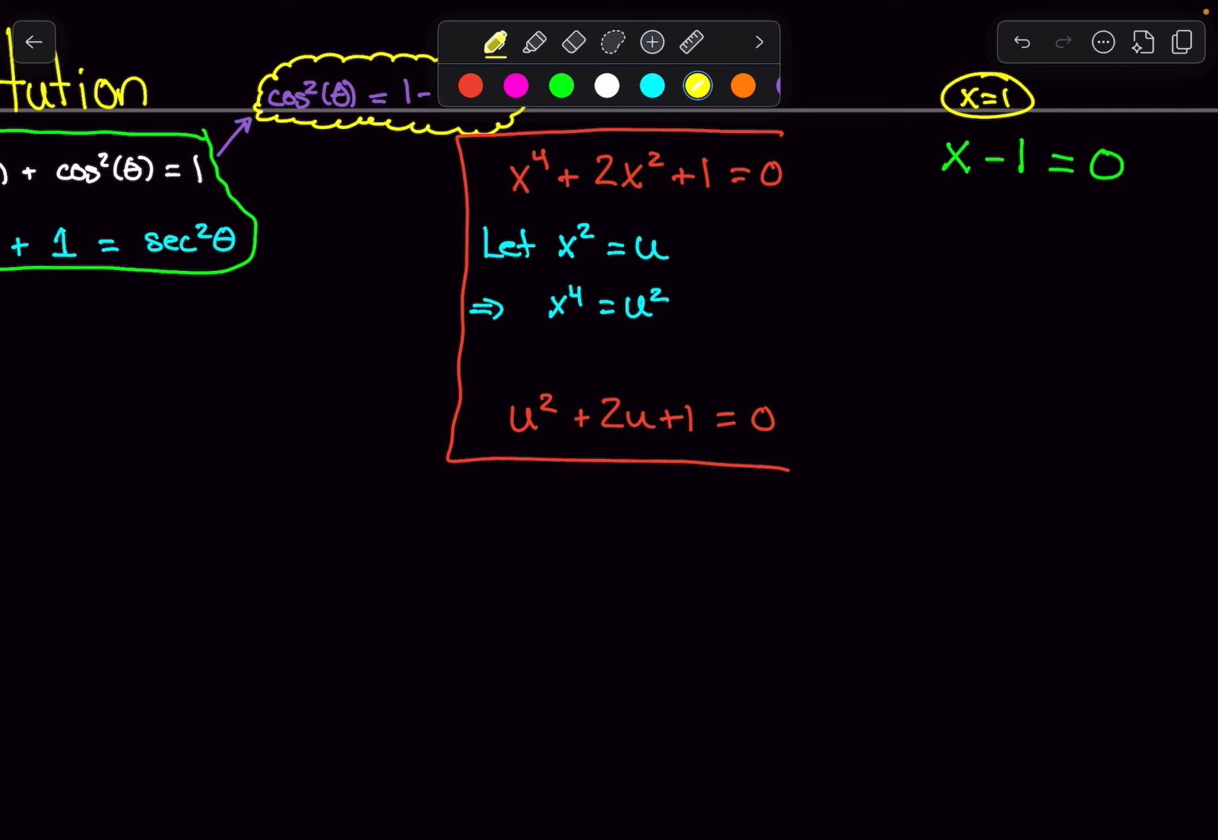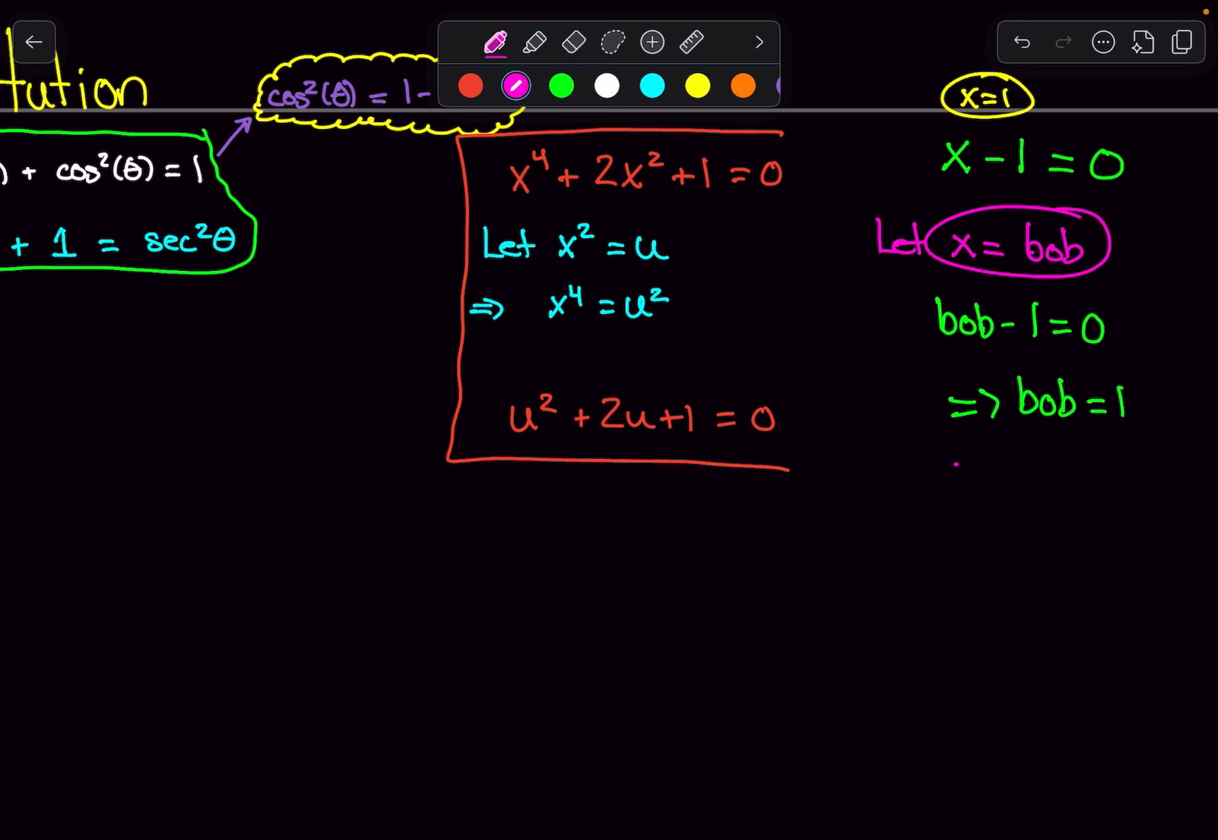Great, fine. But if I wanted to, for some sadistic reason, I could have said, let's let x be equal to anything random that I want. I could have said, let's let x be equal to Bob. And I could have rewritten this problem as Bob minus 1 is equal to 0. I could have then gotten that Bob is equal to 1. And then I could have just gone back and remembered that since x is equal to Bob, this means that x is equal to 1. And cool, I've solved the problem. I've arrived at the same conclusion as before. Using Bob is a silly thing to do, but I could have done anything.